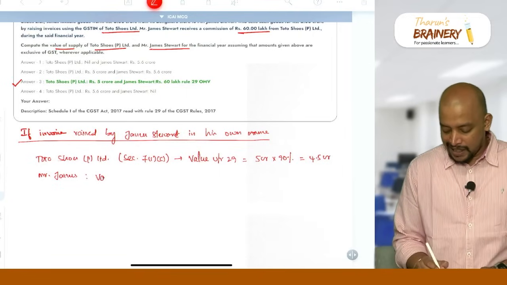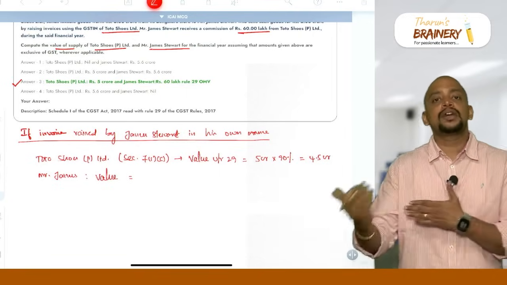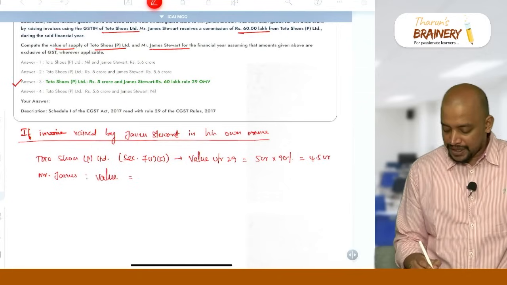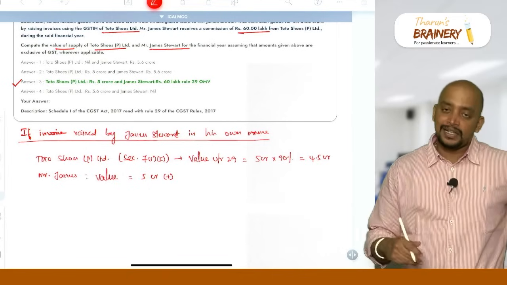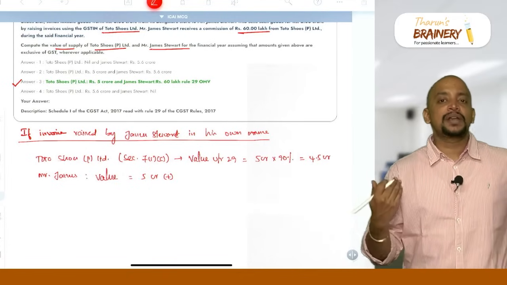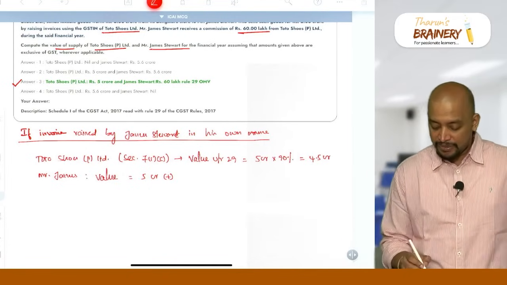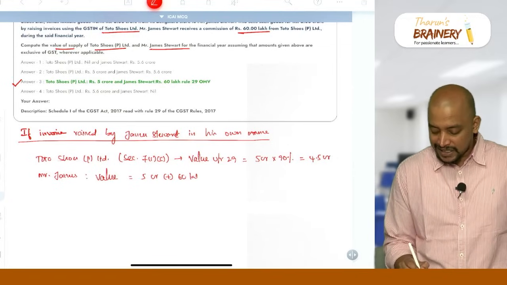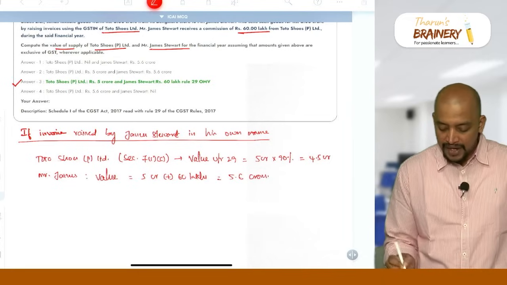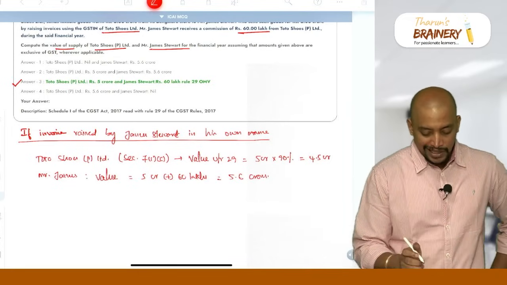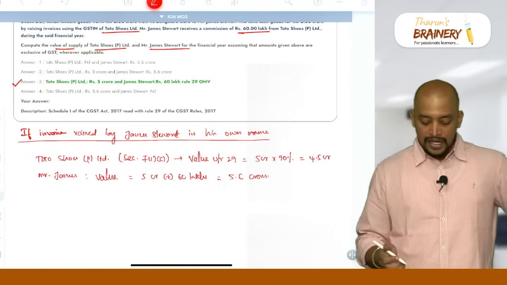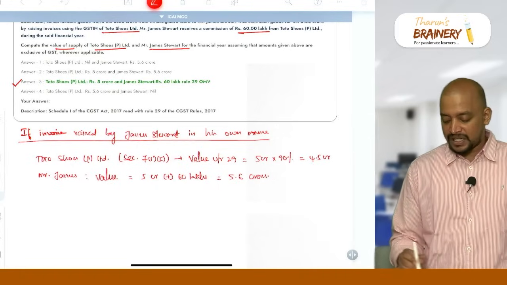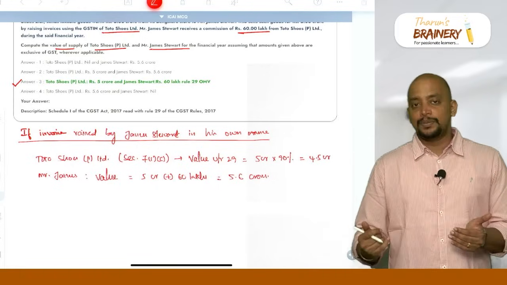First, they are raising the invoice in their own name. As they are raising the invoice in their own name, it is 5 crores plus the commission they get. Whether they are acting as agent on behalf of the principal or not, they get a commission of 60 lakhs. Therefore the answer will be 5.6 crores. We have that as one of the options here, James Stewart 5.6 crores, but that is not the correct answer for this question. If the question were that the invoice is raised by James Stewart in his own name, then this would become the answer.